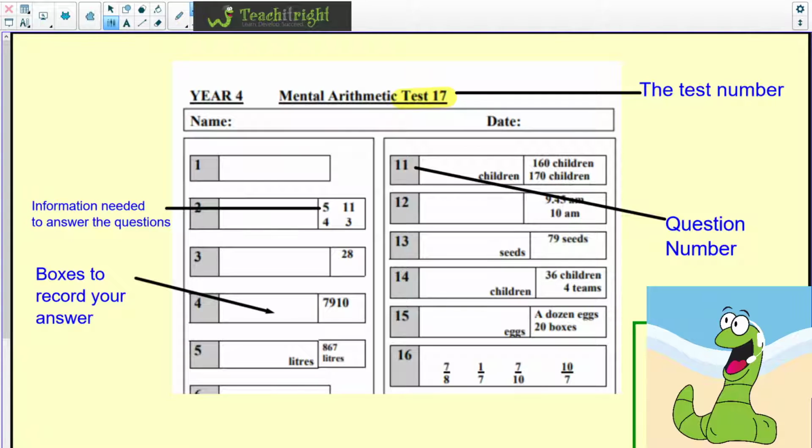Question 16. Ring the fraction that is the same as 0.7.